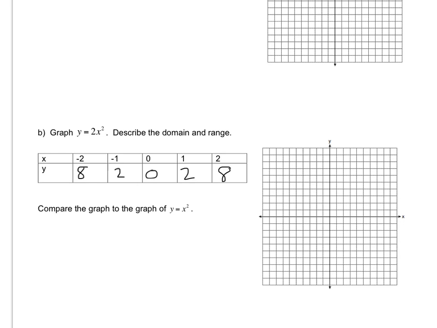So plot the points and make your U-shaped graph. You have to describe the domain and range, and then you also have to give me a sentence about how it compares to the graph of what we just did, y equals x squared. So pause the video, and when you're ready, play to see how it matches what I have.